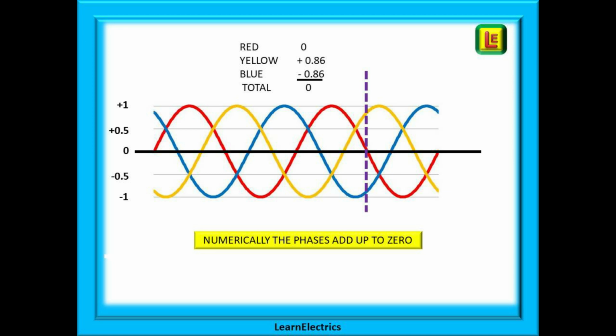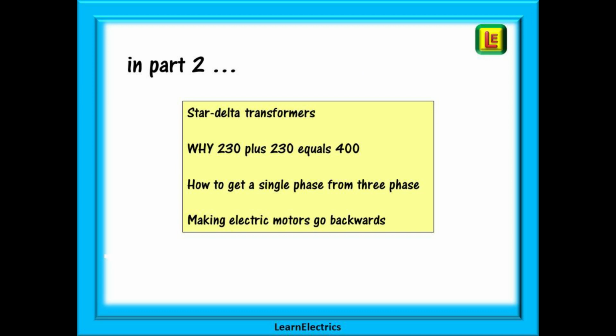And we will use this information in part 2 of this mini Tech Tips series. In part 2, we will take our knowledge further and look at, amongst other things, star delta transformers. How does the electricity get from the overhead pylons into your consumer unit? Why 230 plus 230 equals 400? An interesting subject that is easily explained. And how do we get a single phase supply from a 3-phase distribution board? Plus, why phase direction matters and about making electric motors go backwards. Just how do we change a motor's direction of rotation and why does it work?